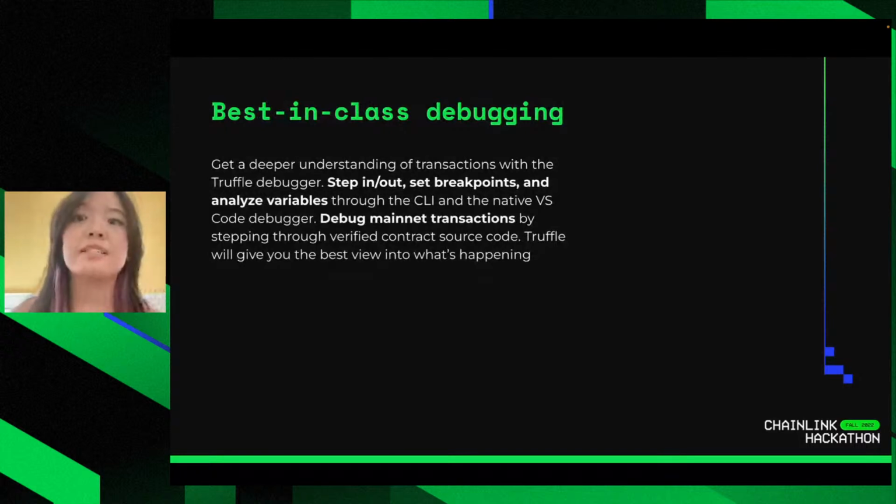The next piece is best-in-class debugging. So also for those of you who are new smart contract developers, the history of blockchain development so far has been essentially console log.